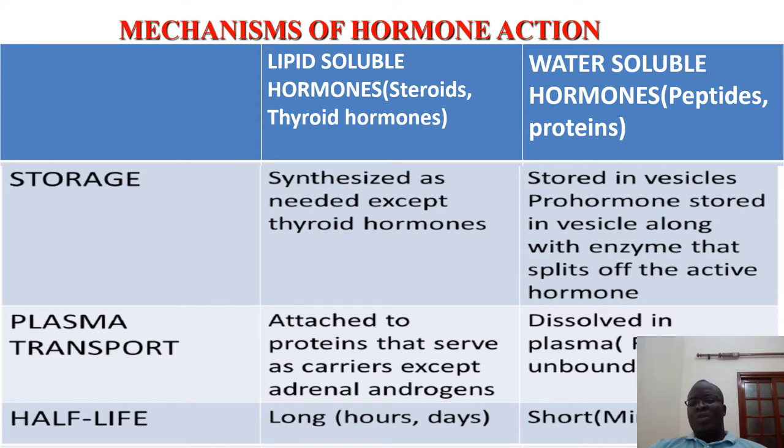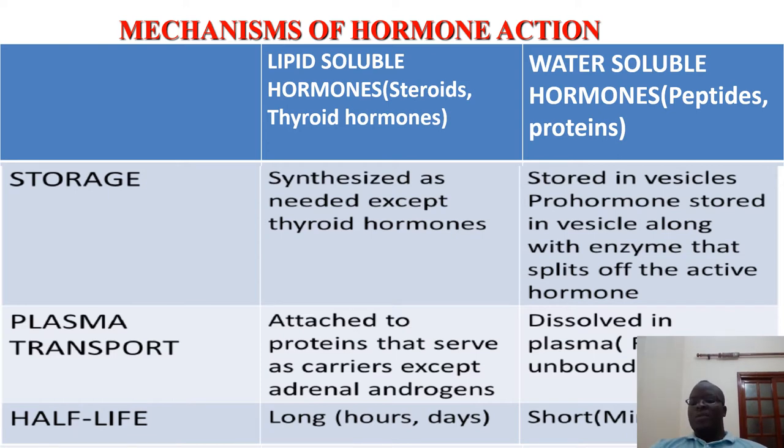Then the water soluble hormones, because they are proteins in nature, are produced and then stored in vesicles. They are stored in these vesicles as pro-hormone, along with the enzyme that will split off the active hormone.